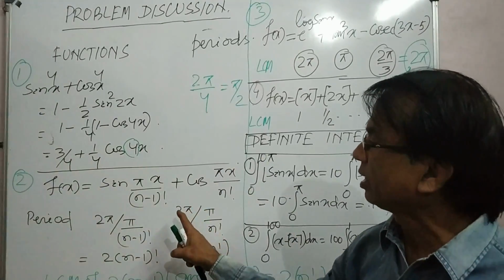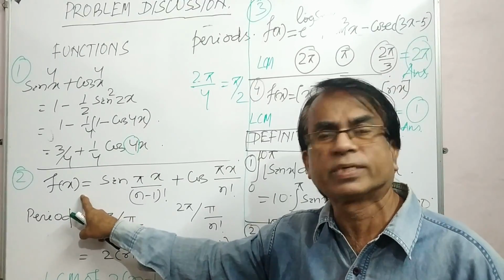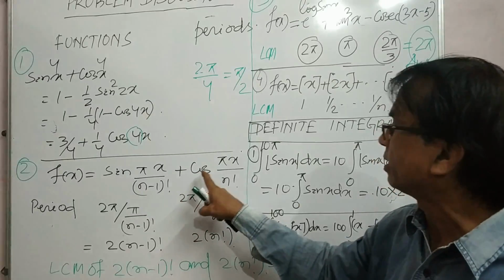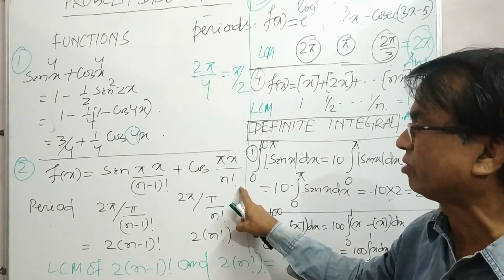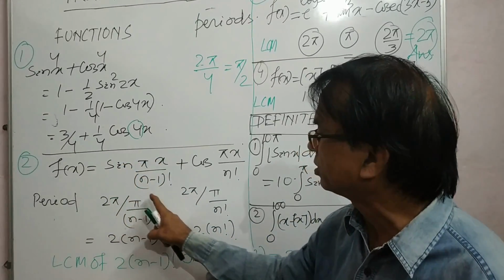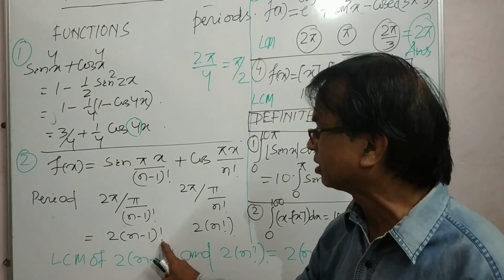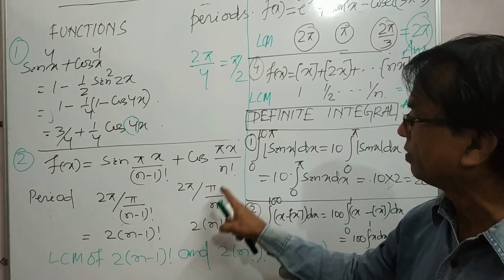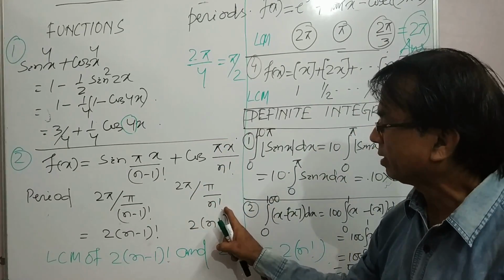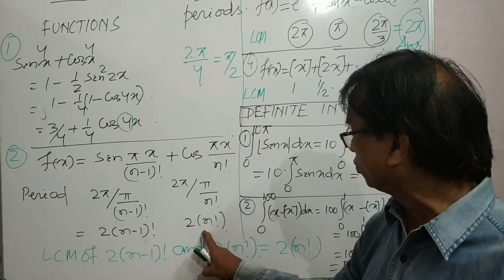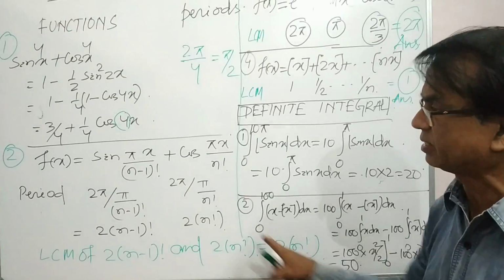So the period of this function sin x to the power 4 plus cos x to the power 4 is pi by 2. Now coming to a very important question, that is sin(pi x by (n minus 1) factorial) plus cos(pi x by n factorial). Then what is the period of this function? 2 pi by pi by (n minus 1) factorial, simplified, 2 into (n minus 1) factorial. And what is the period of this one? 2 pi by pi by n factorial, which comes out to 2 n factorial. What is the LCM of these two? It is 2 n factorial. Fantastic question.